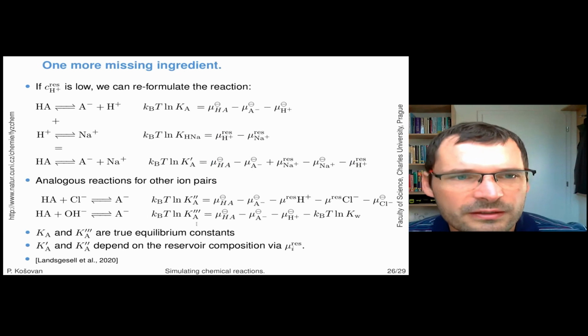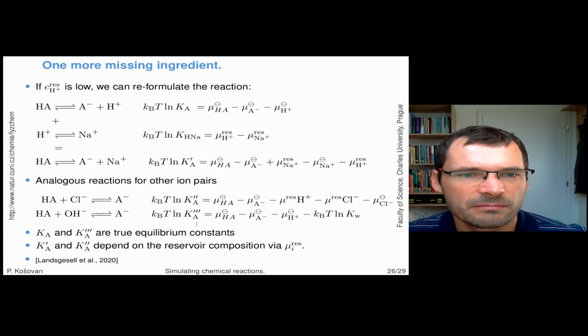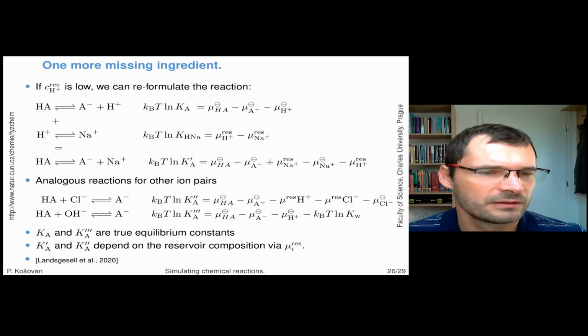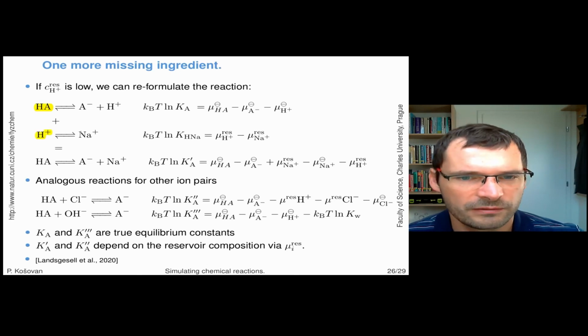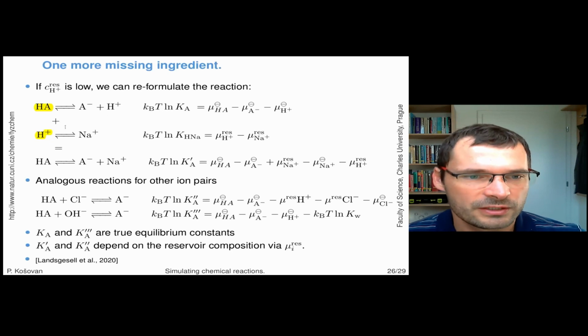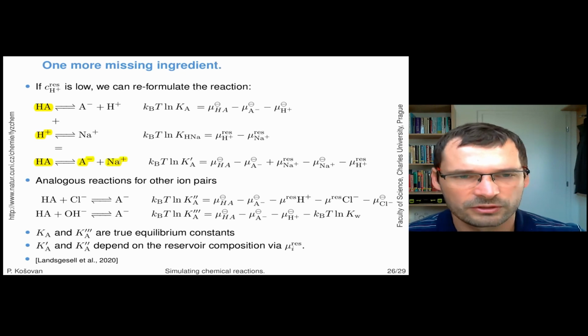To do that, we need to add the last missing ingredient. This ingredient is added by formally adding two chemical reactions, the acid-base ionization and the identity exchange of particles. If I add them up, the net result of this reaction is that the H+ ions cancel, and the HA is converted directly to A- and sodium plus.